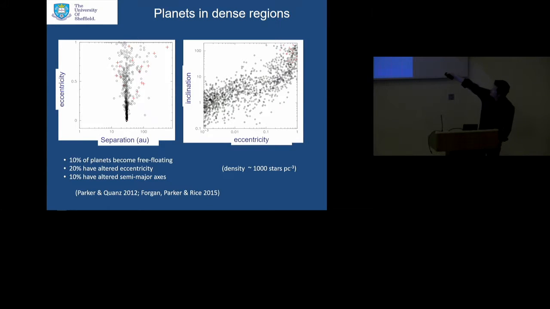Some of the planets have moved closer to their host star, some of them are scattered further out. You also increase the inclination of the planets, anywhere up to 180 degrees. And just to remind you all, the solar system is flat in inclination. So these planets really have quite a violent upbringing. Furthermore, 10% of the planets become stripped from their parent star altogether and become free-floating in the star cluster, or they're ejected from the star cluster altogether.